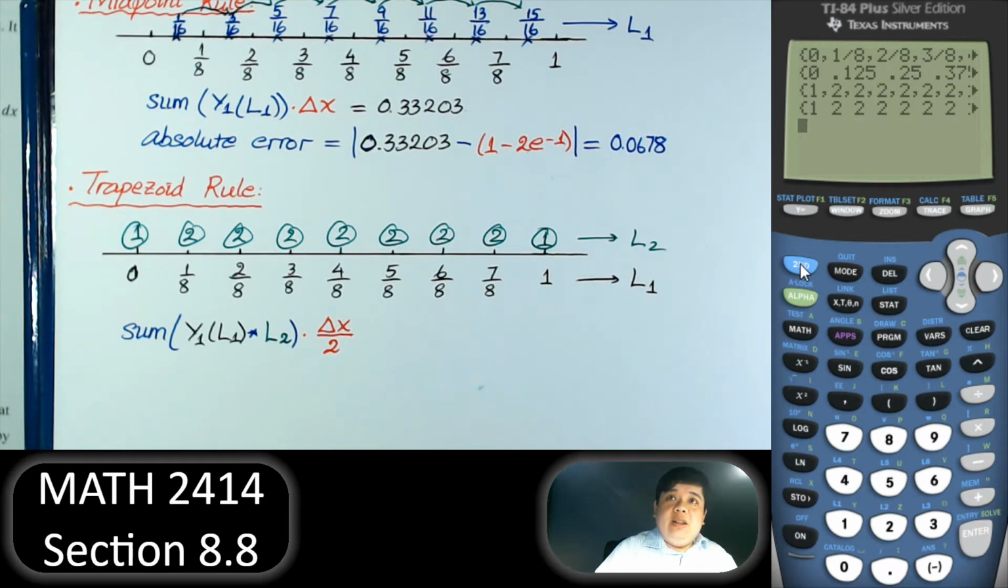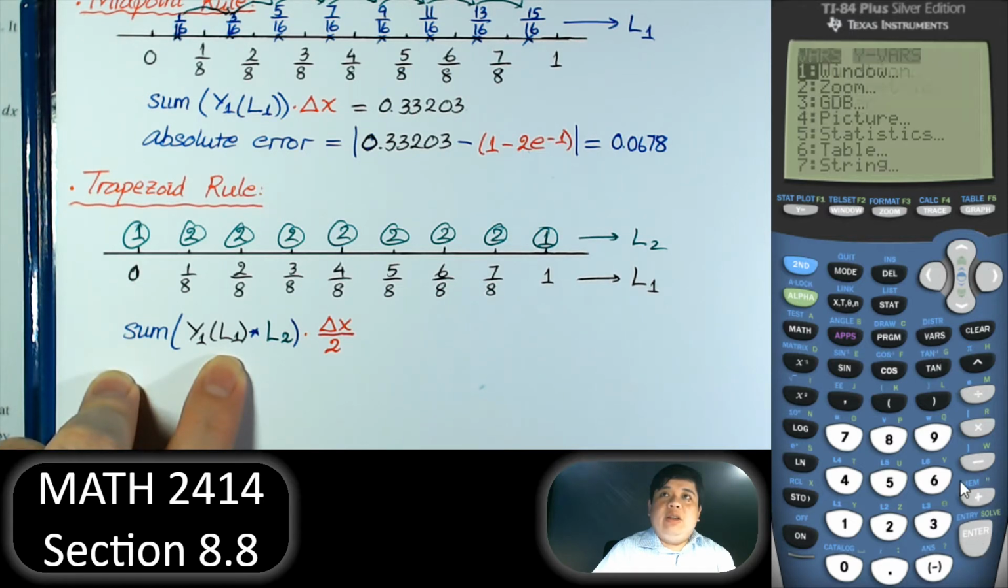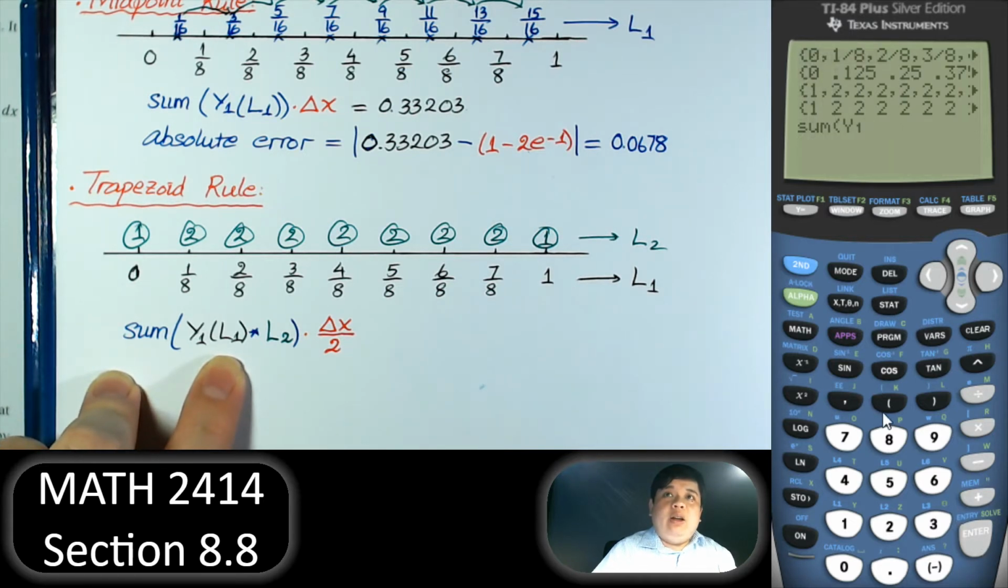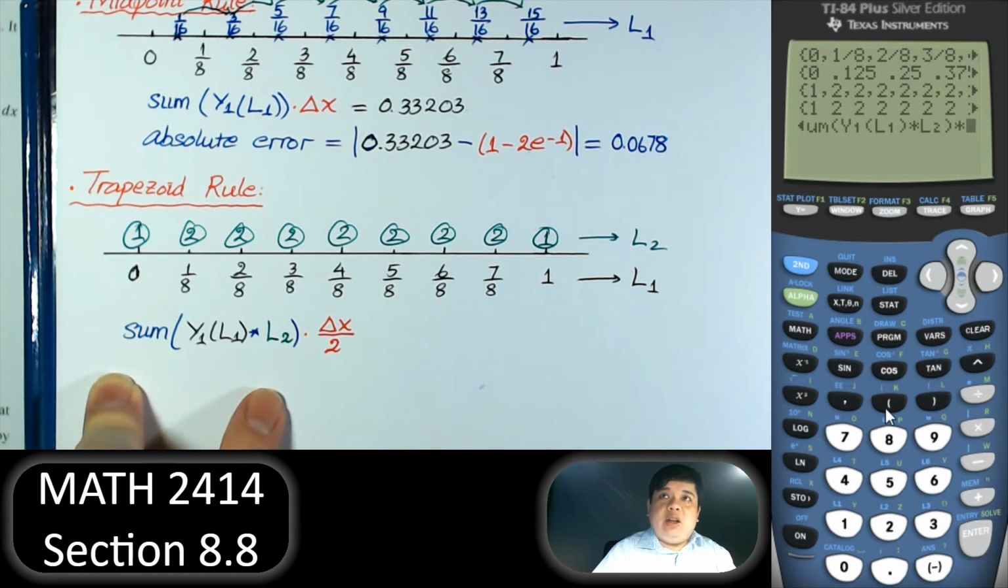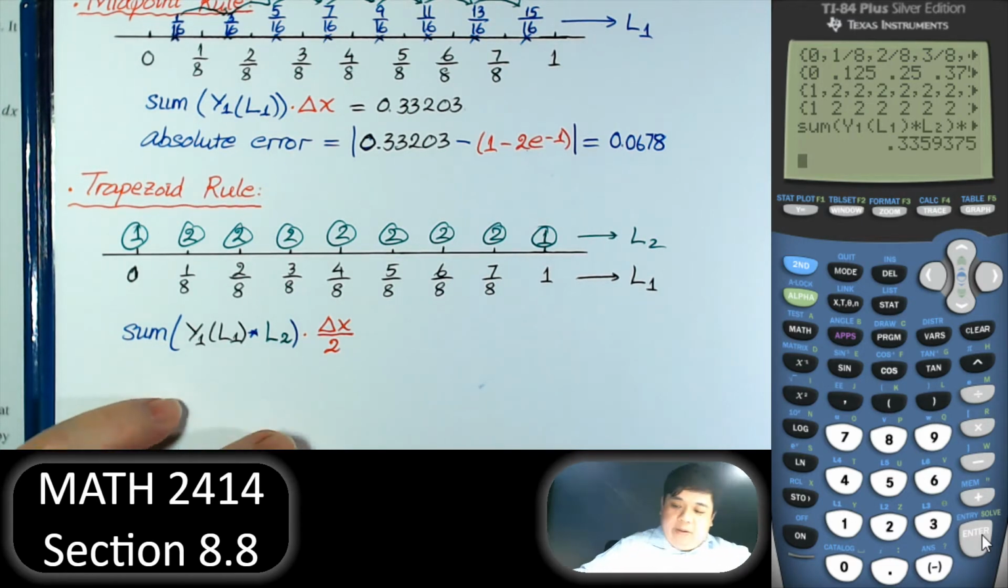So we're going to add the summation. So we have the values of the function. I can just do this: Y1 evaluated at list 1. So the values of the function multiplied by the coefficient list 2, all of which multiplied by delta x divided by 2. Delta x is 1 over 8, divided by 2 is 1 over 16. So we have that.